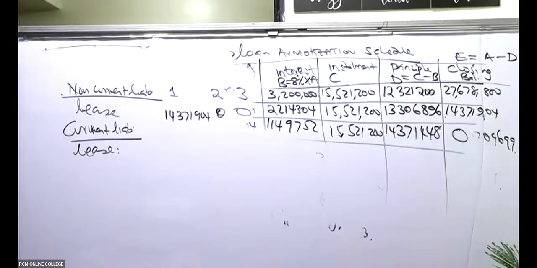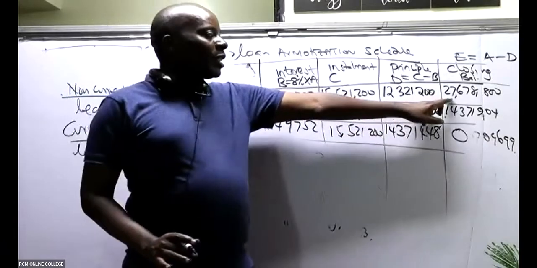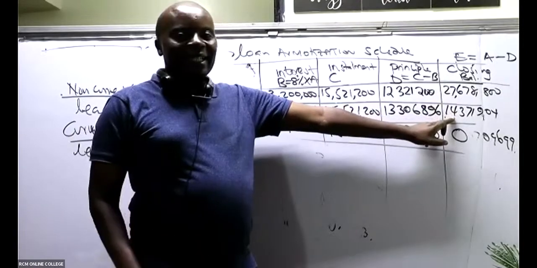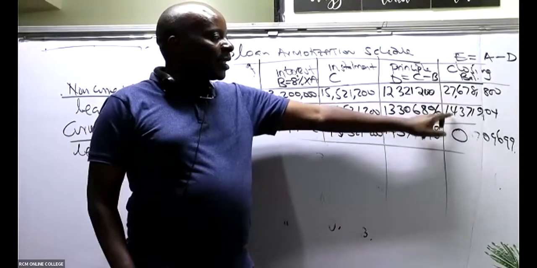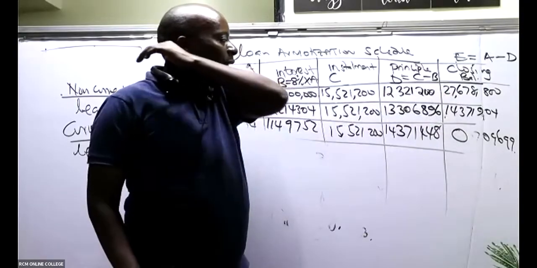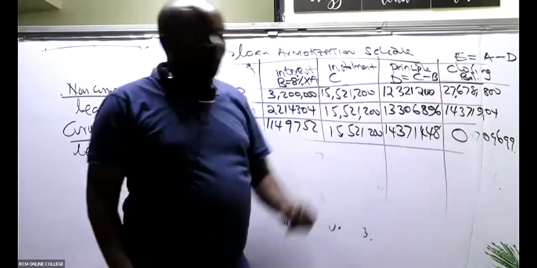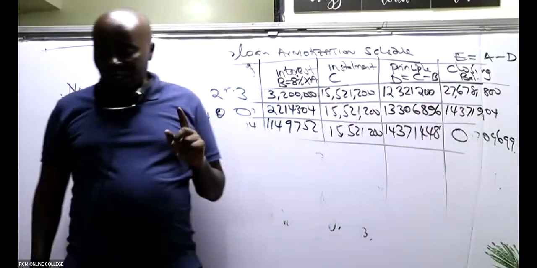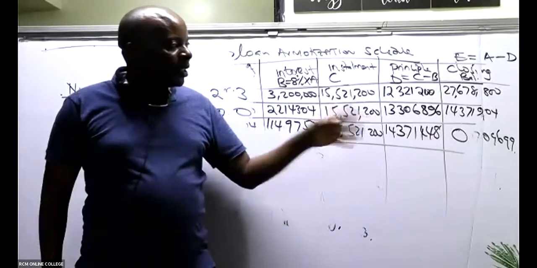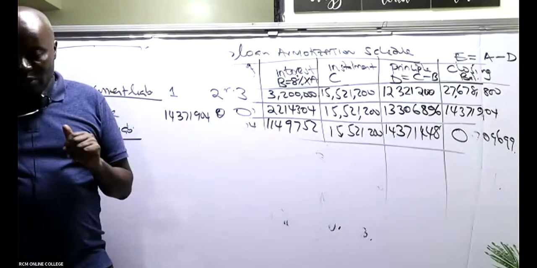So we will ask ourselves, initially we had 27 million and something, but something must have been paid for us to arrive at 14. Can somebody give me the difference between this and this? Take here 27,678,800 minus 14,371,904. Somebody please give me that. Please don't get stuck. How much are we getting there, somebody?